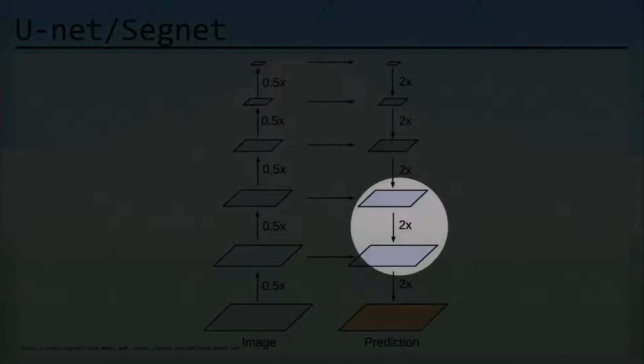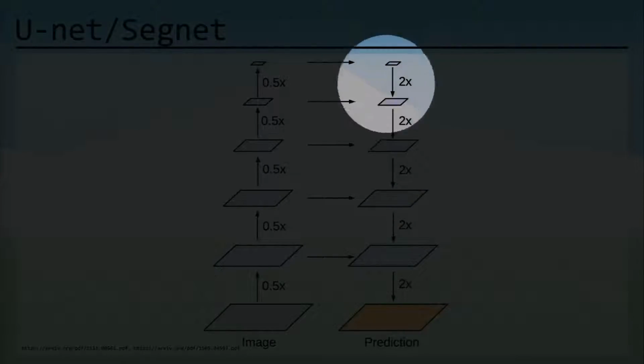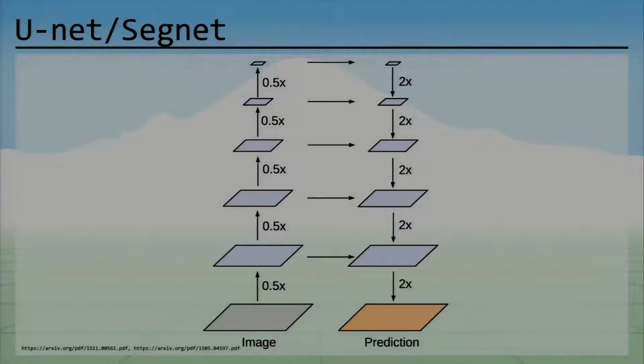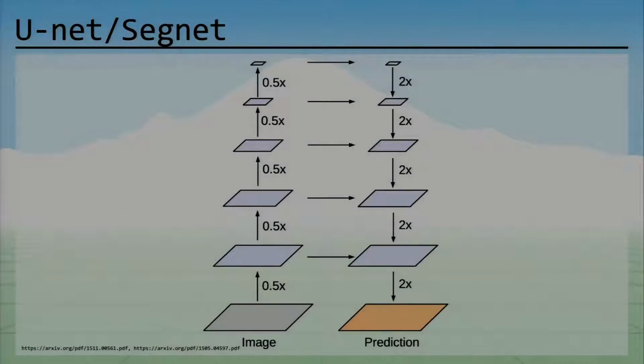So, at this stage in your decoder, you have all of this really semantically meaningful information that came from the really deep layers of your encoder, but you also have information from the shallow layers of your encoder that have fine-grained pixel information. And that's really important for doing semantic segmentation because you want to get all of these pixels exactly right.